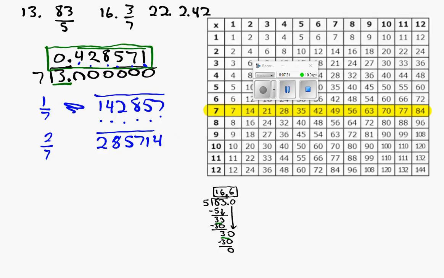All right. Then we got 2.42. This one's a little bit different. We wanted this one as a fraction, but it's 2.42, so it's not just going to be a fraction. It's going to be some sort of mixed number. So it's going to be 2 and something.